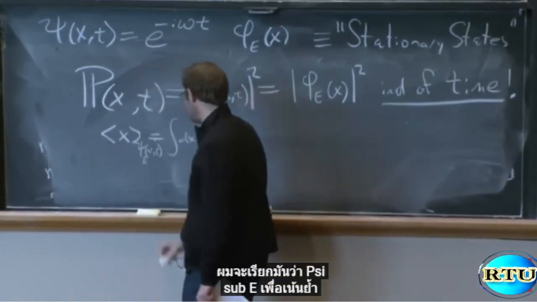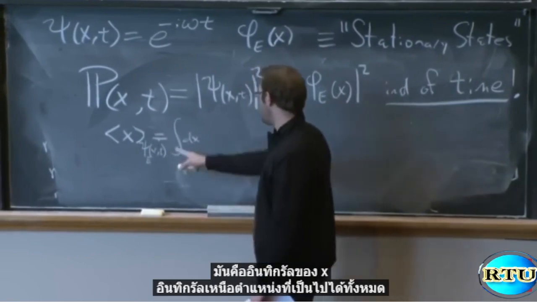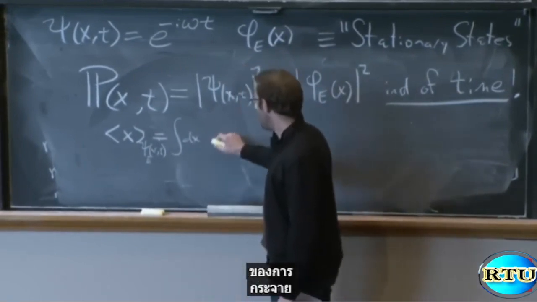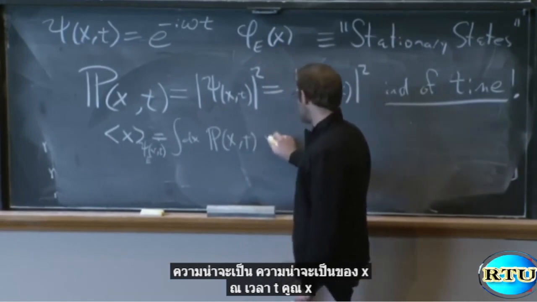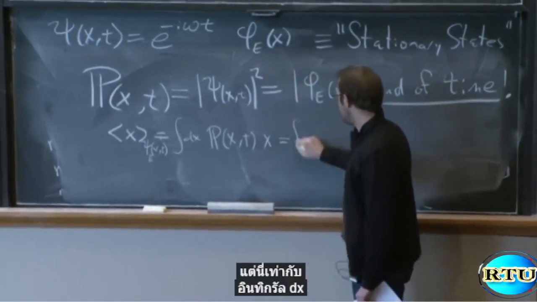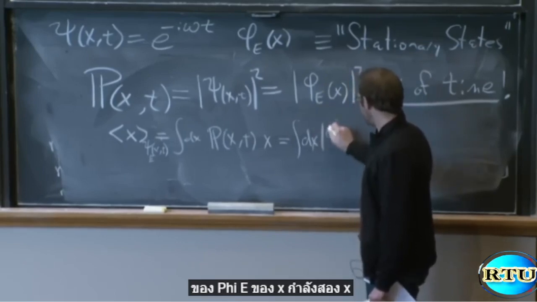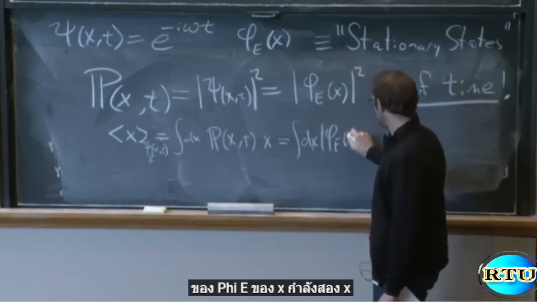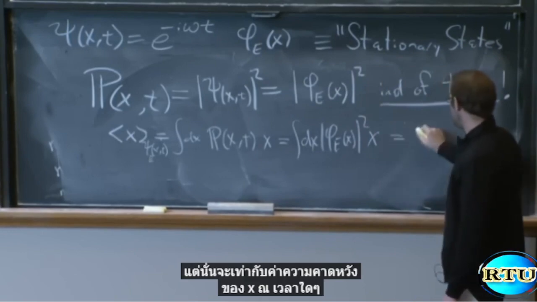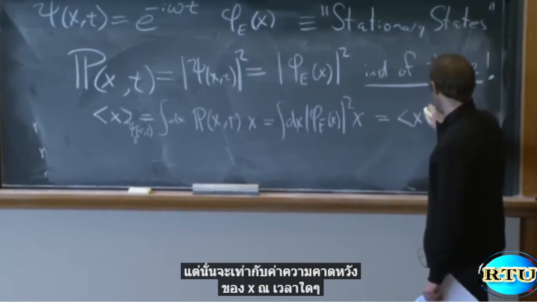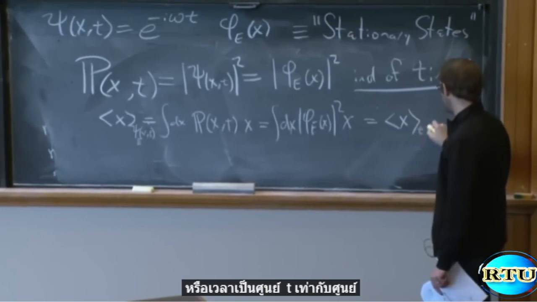And I'll call this psi sub e just to emphasize. It's the integral dx, the integral over all possible positions, of the probability distribution, probability of x at time t, times x. But this is equal to the integral dx of phi e of x squared x. But that's equal to the expectation value of x at time 0, t equals 0.